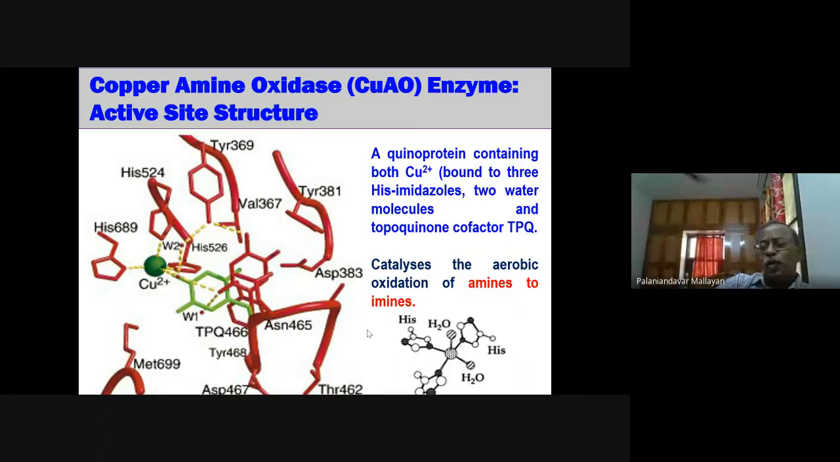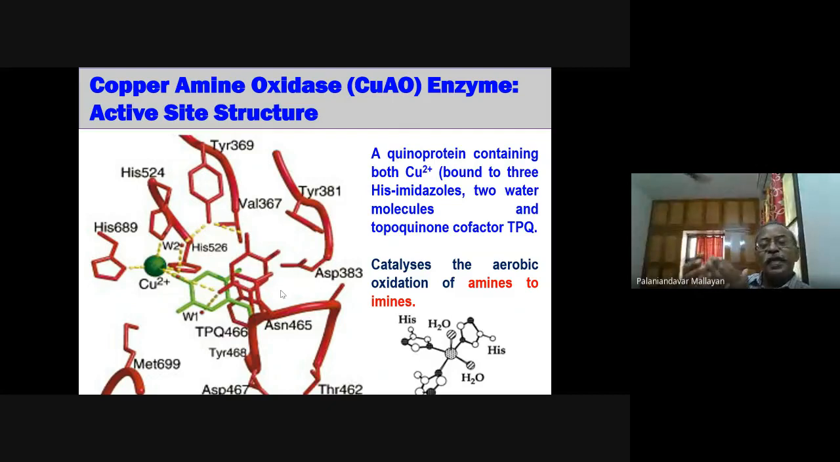It's very difficult to understand the mechanism. Still, light has not been thrown on the function of copper and this topaquinone. This type of topaquinone moiety has been synthesized by organic chemists in 15 steps and used as a cofactor to bind to amines and make imines, right? So this topaquinone itself is a very interesting cofactor. A lot of organic chemistry has been developed around this particular topaquinone, and this is how these topaquinones were made.